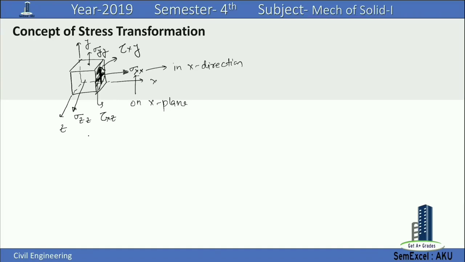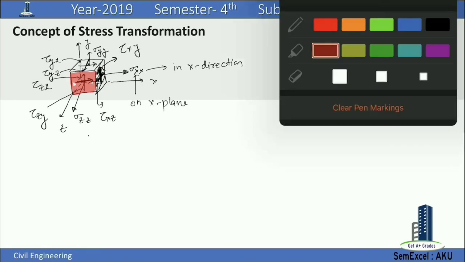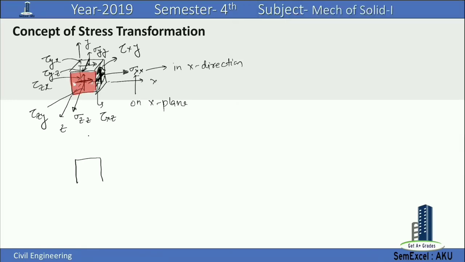We will show this is tau zx, tau zy. Again, this is known as tau yx, and this is tau yz. Now if we consider only the xy plane, this plane, and we are writing it separately, this is the plane xy.